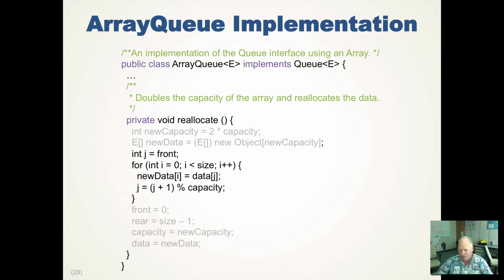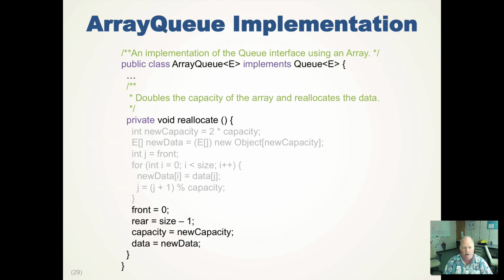Because we now have a larger array, we know that we will not fill up the array, since size was capacity, and the array is now twice as big. So we just do a loop to copy the data from the old data array into our new data array. We make sure we do the incrementing of j based upon the capacity, because that's the old value. So if it was circular, we'll get the right value into new data.